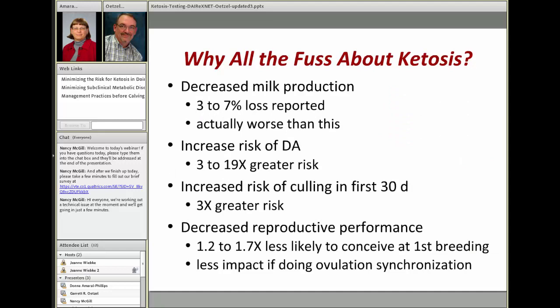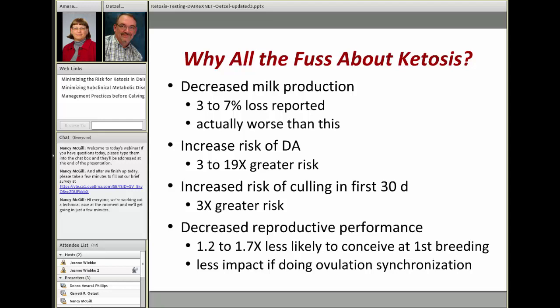So why do we make a fuss about it? We'll keep working on that theme a little bit. Well, cows that become ketotic generally lose milk production. Not always, but if you look at the literature, you'll see losses reported in the 3 to 7% range. I would argue that they're probably actually losing more than that, because higher producing cows are at higher risk for ketosis. And when we say we lost so much milk, that's not compared to what she could have or should have given. It's compared to cows that didn't get ketosis using the same cohort. So it's a definite loss.